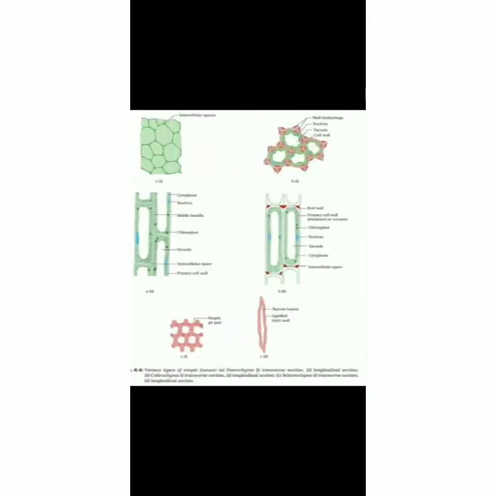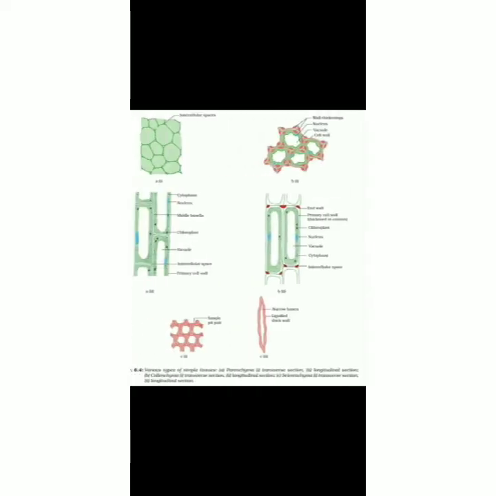Now, the permanent tissue is again divided into two: simple permanent tissue and complex permanent tissue. So, what is simple permanent tissue? Simple permanent tissue is made of one type of cell which look like each other. They are of three types: parenchyma, collenchyma and sclerenchyma.